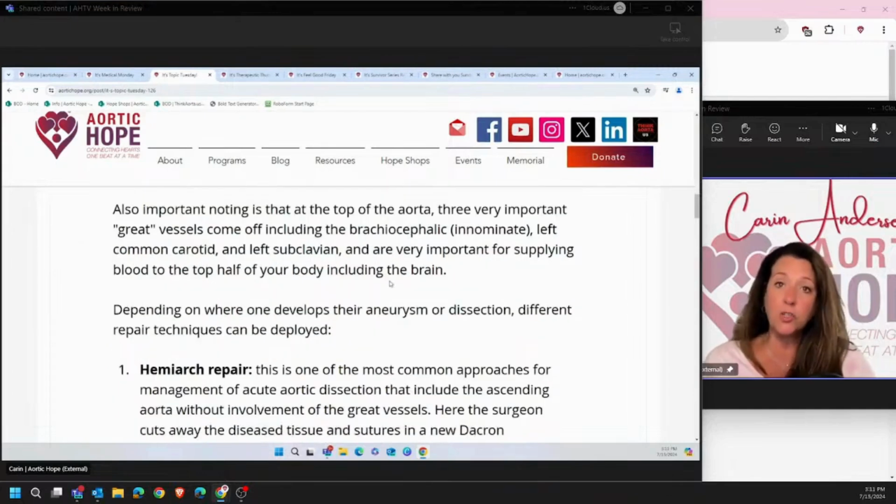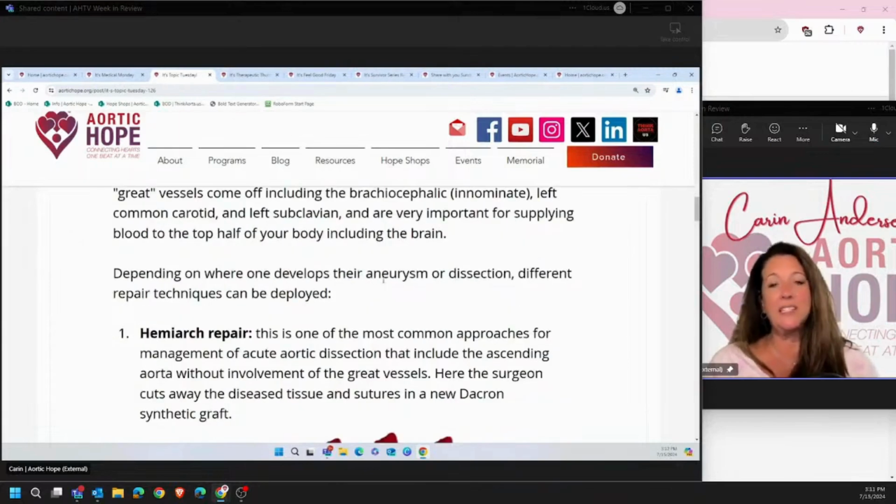So a hemi-arch repair, for those of you who were told you had a hemi-arch, is one of the most common approaches of management for an acute aortic dissection. And that includes the ascending aorta without any involvement of the great vessels. So this would be my type. I just dissected initially in the ascending, and the surgeon took away that diseased part of the tissue, the dissected section, and sutured in a Dacron synthetic graft.